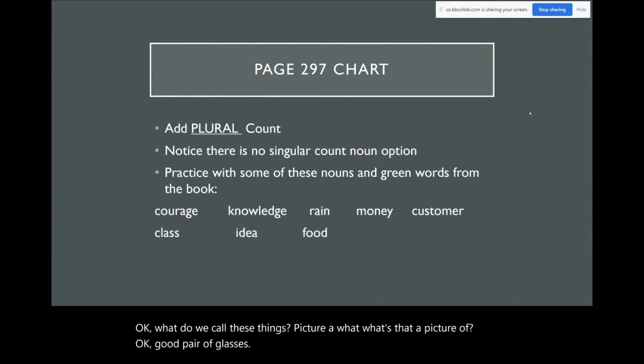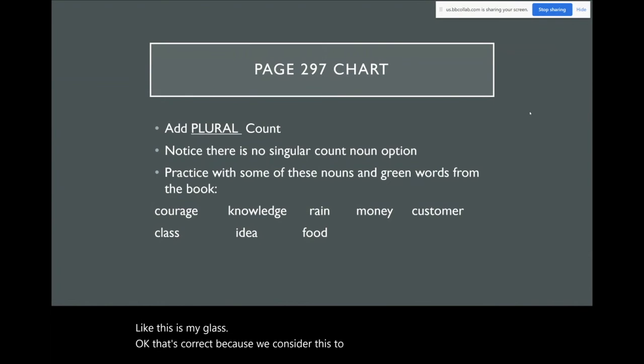Okay, can we call this glass, like, this is my glass? No. Glasses. Okay, that's correct, because we consider this to be two, one here and one here, so we call them glasses. Good.